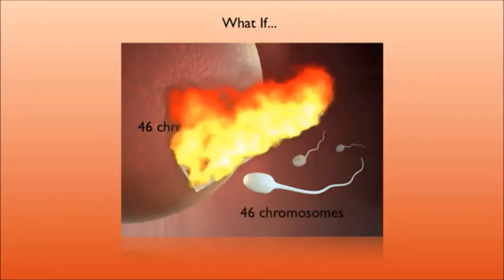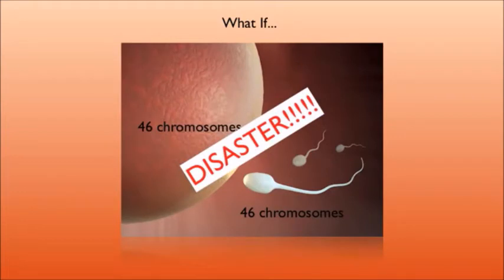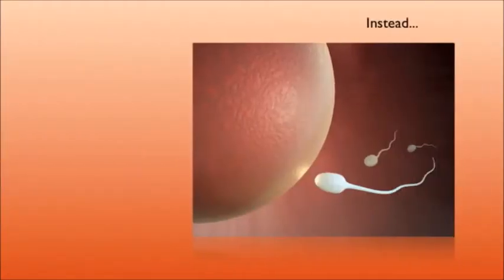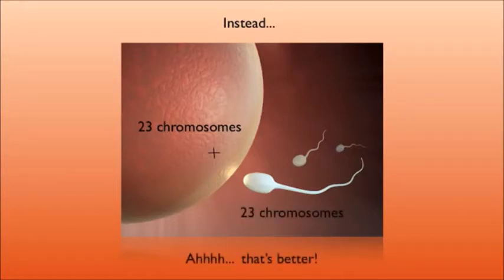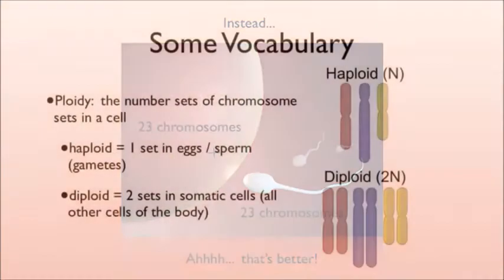Okay, what you have there is a complete disaster, because then every time you have fertilization, you would double the number of chromosomes that an organism would have. You just can't have that. So instead, what we have is egg cells with half that number, 23 chromosomes, and a sperm that has half that number, only 23 chromosomes. And then when you have fertilization, it's so much better. Now you have the correct number of chromosomes again.